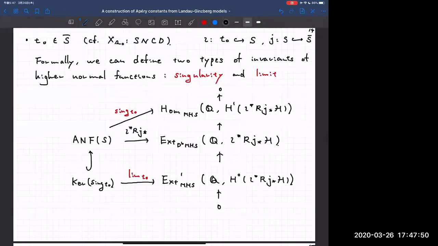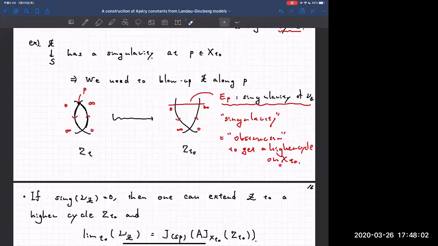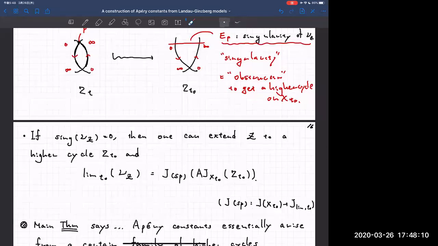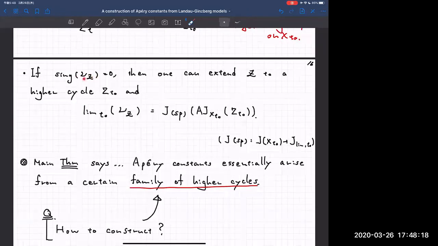And please recall that when we consider another invariant, the limit, it is defined over the kernel of the singularity. What is the kernel of the singularity invariant? If we believe this explanation of the singularity as an obstruction, then the kernel of the singularity means that there is no obstruction to obtain the higher cycle even in the limiting singular fiber. So it means that if the singularity of the higher normal function is trivial, then one can extend this family of higher cycles even to a higher cycle on the singular fiber. And if we obtain the higher cycle on Z_t0, then we can consider its Abel-Jacobi value. It expresses a limiting value of the higher Abel-Jacobi map. So it defines a limit invariant.